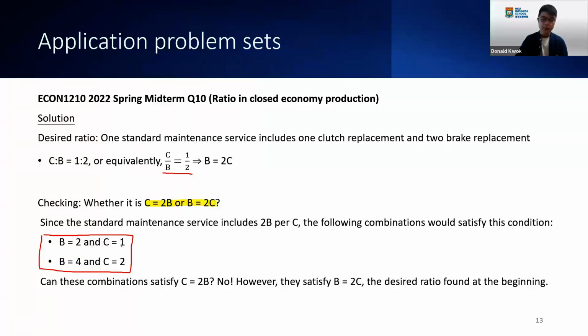As you can see, if you plug these two pairs back into the yellow highlighted relationship here, they cannot satisfy C equals 2B, but they can satisfy B equals 2C. So this is why the desired production ratio is B equals 2C. So you can use either way to obtain the desired production ratio.